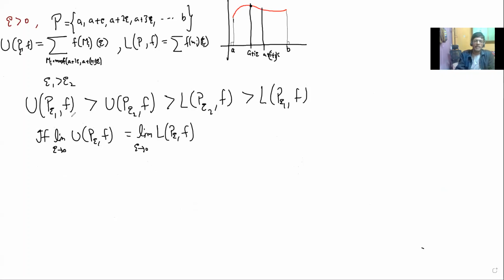So this last thing basically means that the upper and lower sums converge to the same thing.